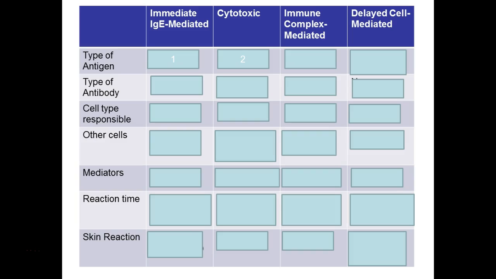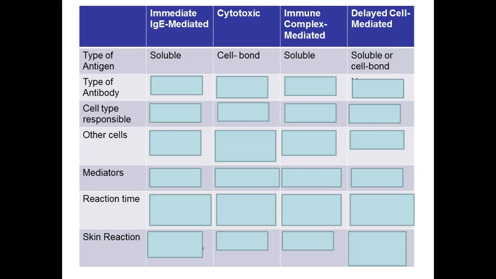So for each one of these, there are different types of antigens that can cause this type of hypersensitivity. And I'm just going to open all of them up. Soluble means what? It dissolves in solution, right? So these are antigens that can get into our blood, into our body fluids, and be kind of soluble, right, in solution.